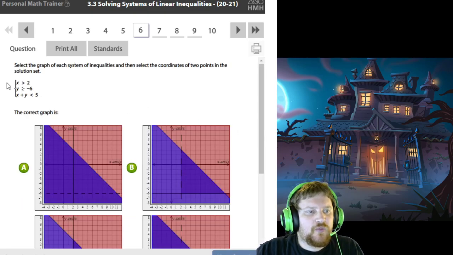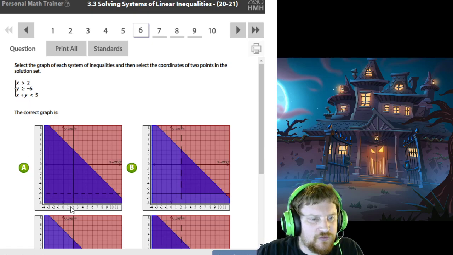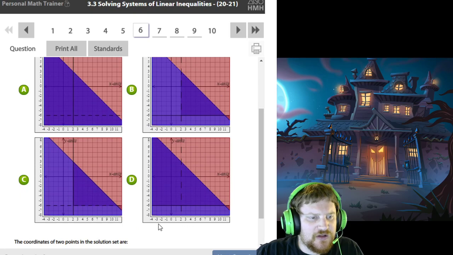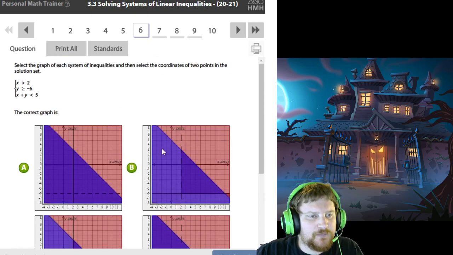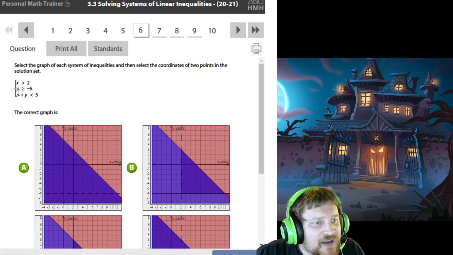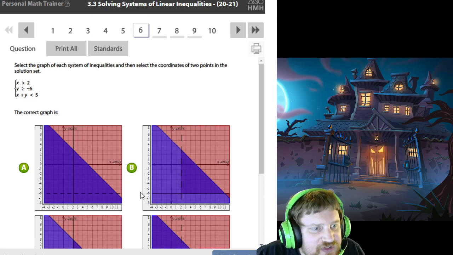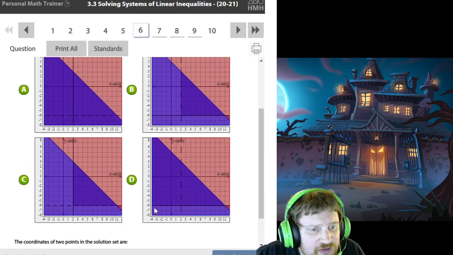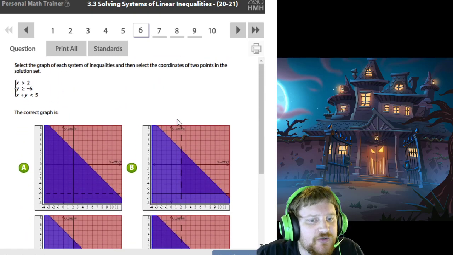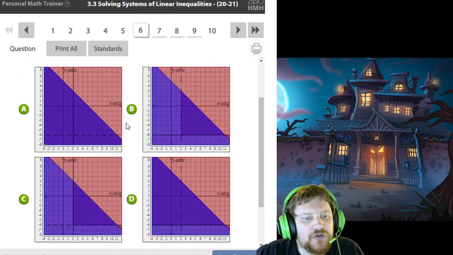Now 6, we have 3 inequalities this time. x is greater than 2. So it can't be A because this needs to be a dotted line at 2. Dotted line. So it's B or D. y is greater than or equal to negative 6. So they both have solid lines there, so those are both good for that. And then y is less than negative x plus 5. So we're shading below that.